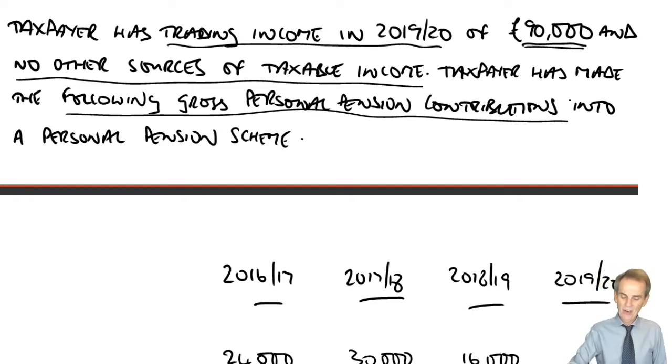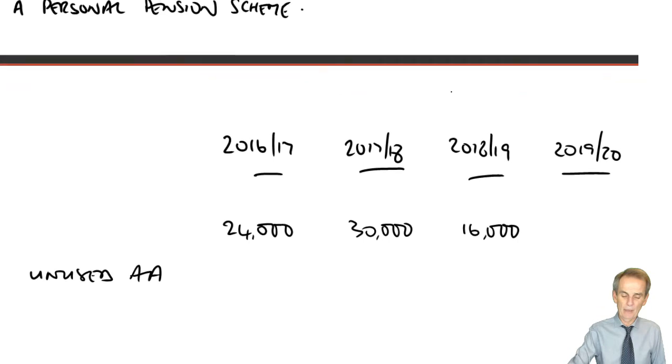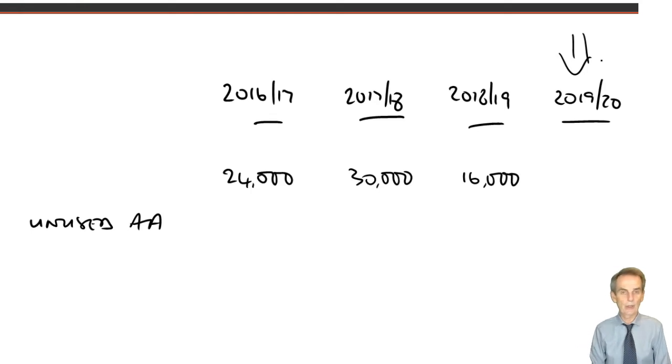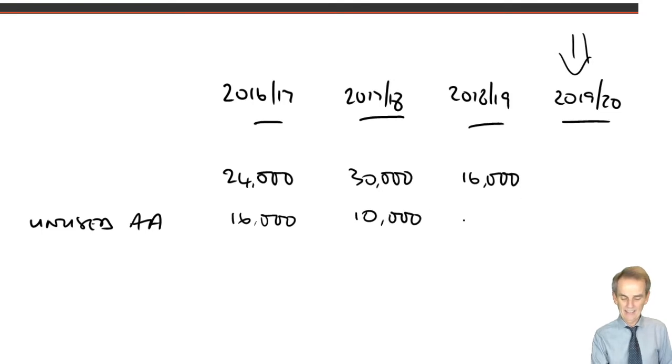It was simple. Right, had the following gross personal pension contributions paid into a personal pension scheme. So there we go. We're looking at our current tax year, 2019-20, and we therefore have unused allowance potentially to bring forward from the previous 3 years. Now, we've got the gross pension contributions. Each year we have an annual allowance of £40,000, so it's very simple in terms of working the unused AA. In 16-17, that will be 16,000. In 17-18, 10,000. In 18-19, 24,000. So those are the figures that we want in terms of any unused annual allowance.